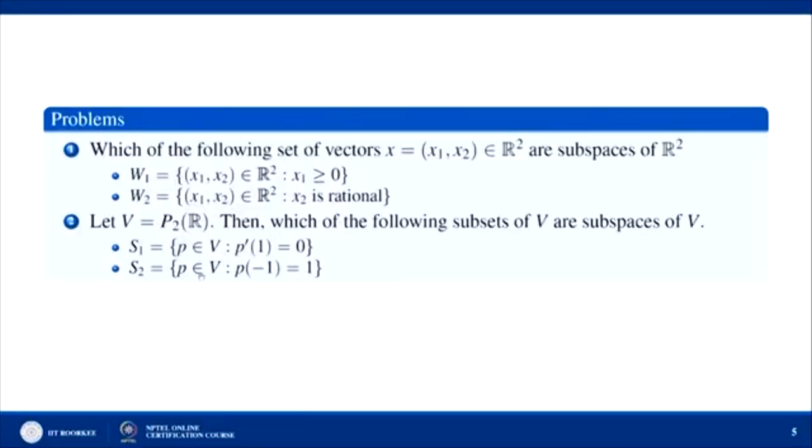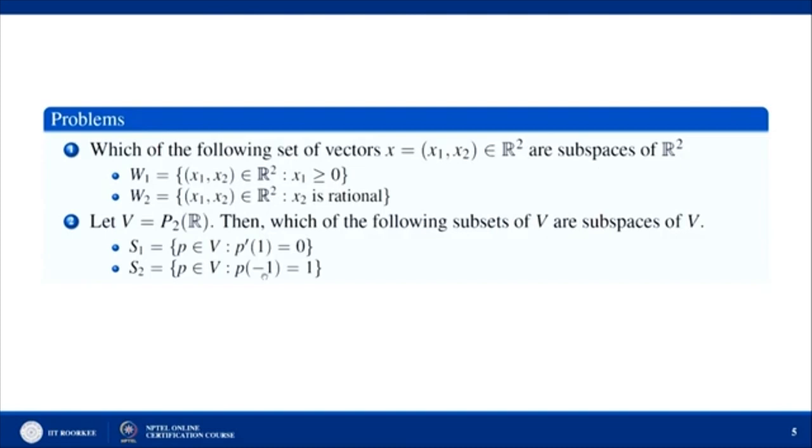Okay. Now if you take the second example, second problem here, we have taken P in V such that P at minus 1 equal to 1. Okay. Now one important thing is that the additive identity of a vector space and all subspaces of that vector space are the same. Suppose you take a vector space V over the field F. Suppose this 0 denotes the additive identity of this vector space, and you take any subspace of this vector space V over the field F, it will also have the same additive identity 0.